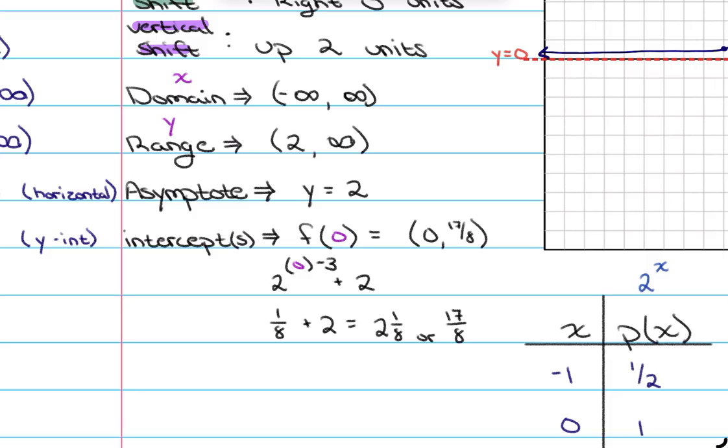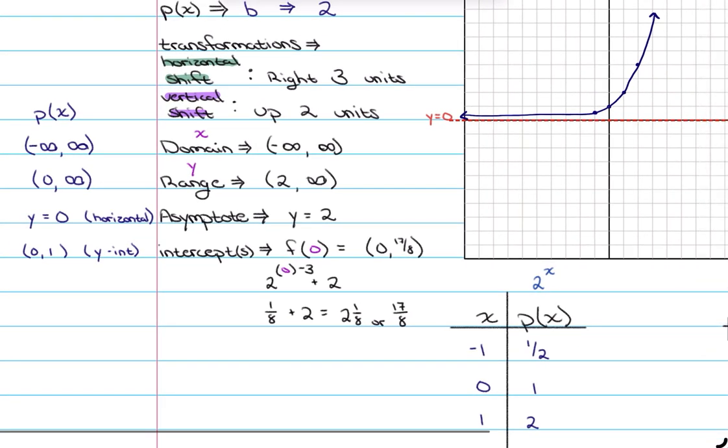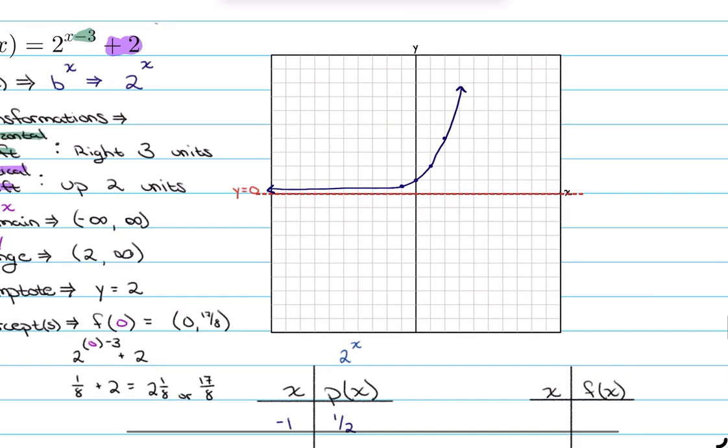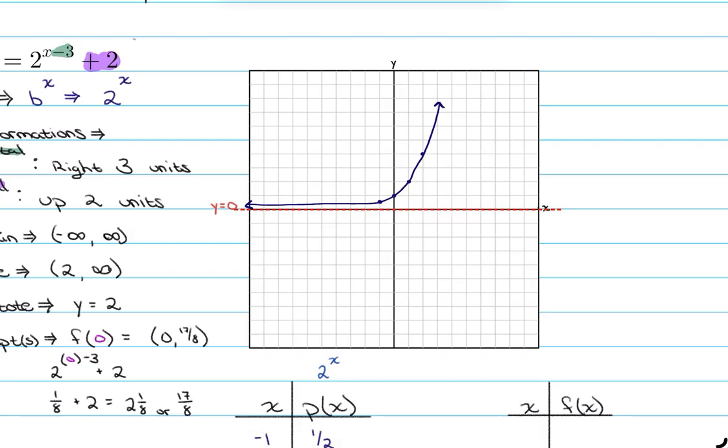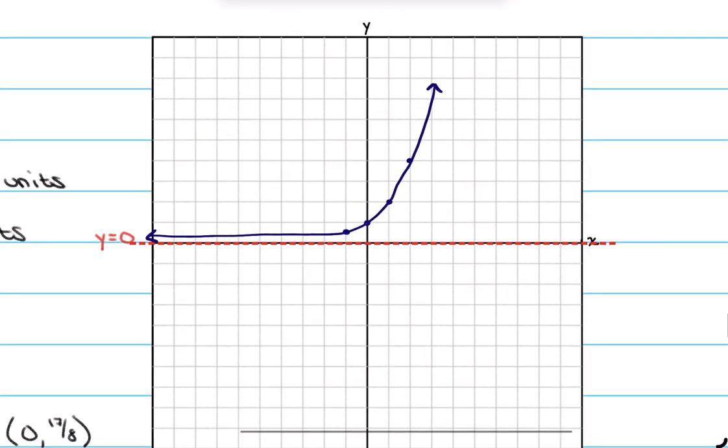Okay, so now what we can do is we can start plotting things. The first thing that I'm going to plot is I'm going to plot my new asymptote because I know this guy just gets to move up 2 units. So instead of being at 0, he's going to be at 2. So I'm doing all of this in a different color so you can tell the difference. So the asymptote moves up 2 units. So it's going to be here at y equal 2.